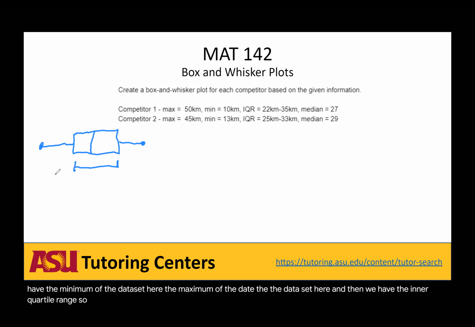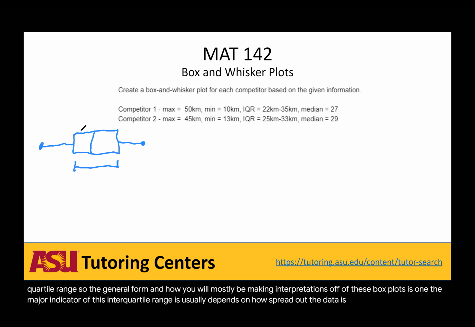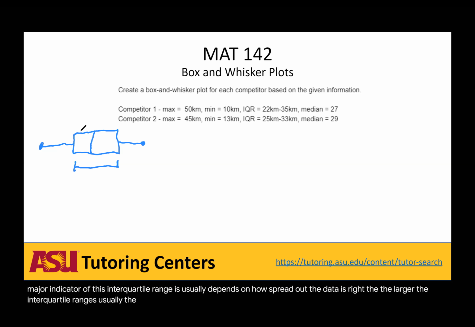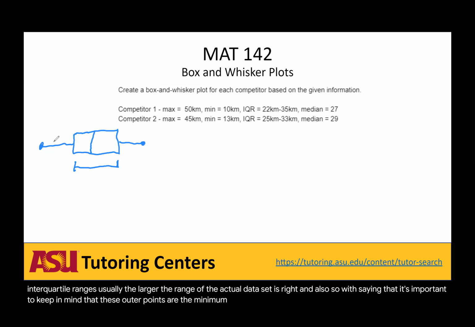So the general form and how you will mostly be making interpretations off of these box plots is, one, the major indicator of the interquartile range usually depends on how spread out the data is, right? The larger the interquartile range is, usually the larger the range of the actual data set is, right? And also with saying that, it's important to keep in mind that these outer points are the minimum and the maximum.